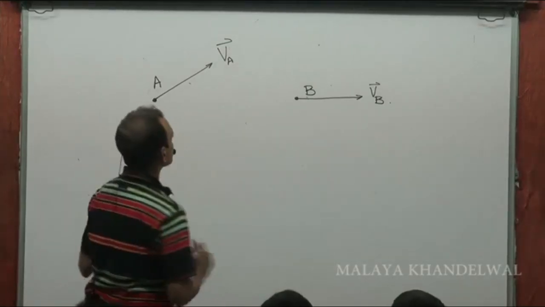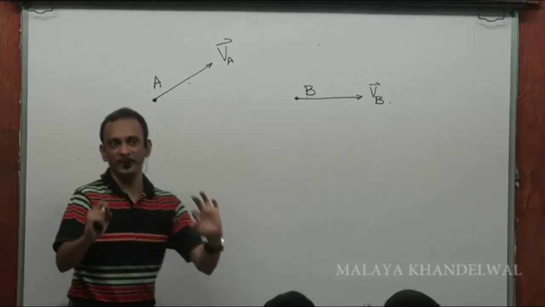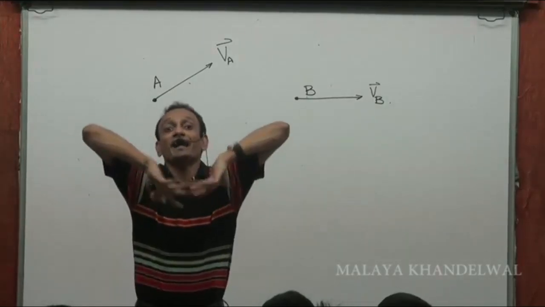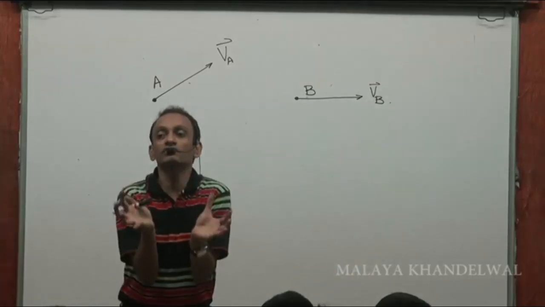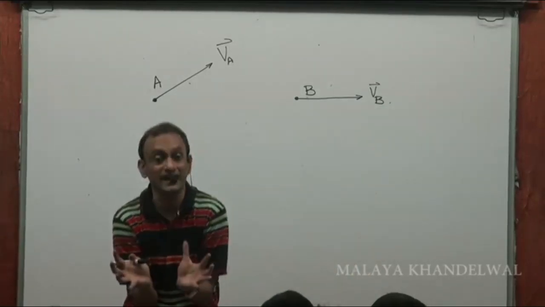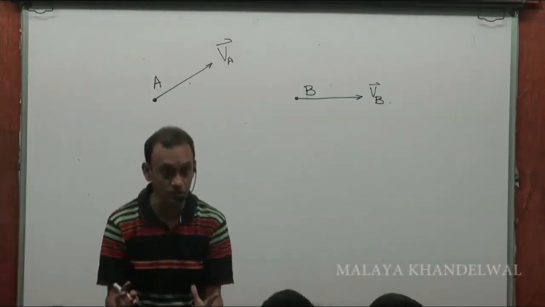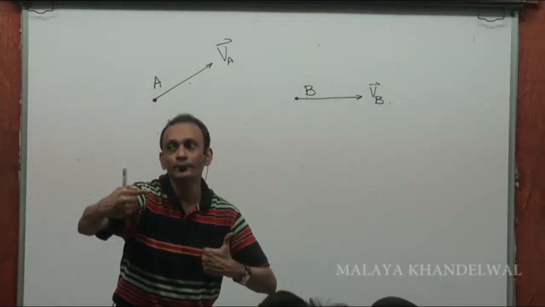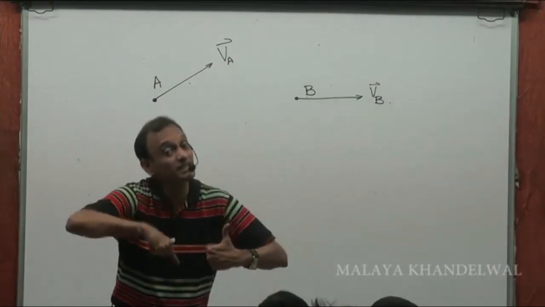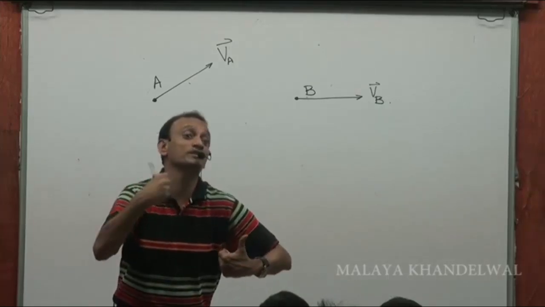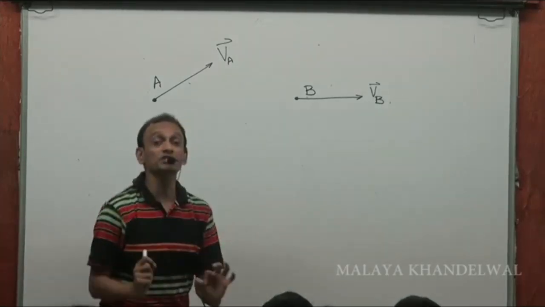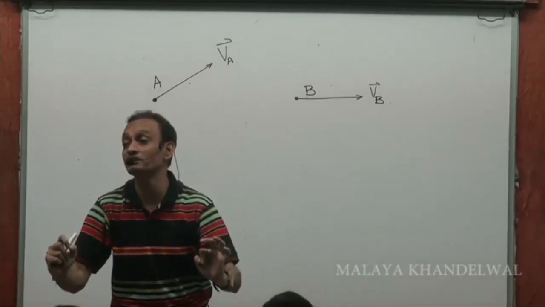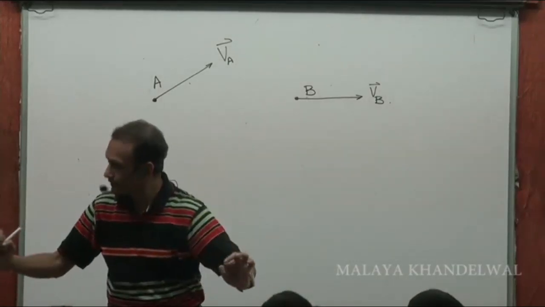That means this situation is equivalent to saying, if A is an observer in an equivalent environment, we can imagine A to be at rest. If A is imagined to be at rest, then the velocity of B as seen by A would be the velocity of B with respect to A, and that turns out to be VB minus VA. That means the difference between the vectors VB and VA. Yes or no?